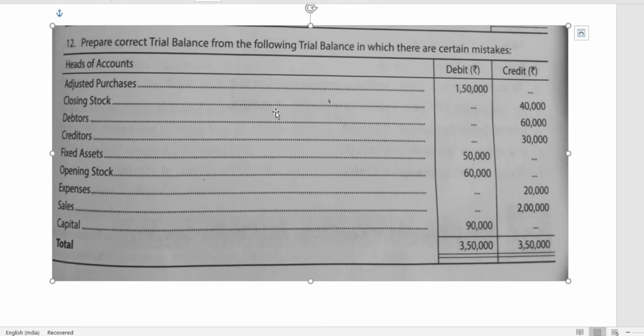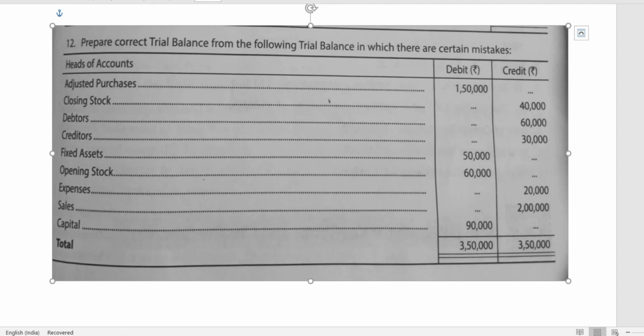Next, here one thing we can see, adjusted purchase. Adjusted purchase means opening stock plus purchase minus closing stock. Adjusted purchase is the value you get after opening stock is added to purchase and closing stock is subtracted. So when adjusted purchase is shown, you do not have to take opening stock in the trial balance separately, because it is already included in adjusted purchase. Adjusted purchase will be shown in the debit column. Closing stock is not considered in adjusted purchase, so closing stock will be shown and it will come in the debit column.